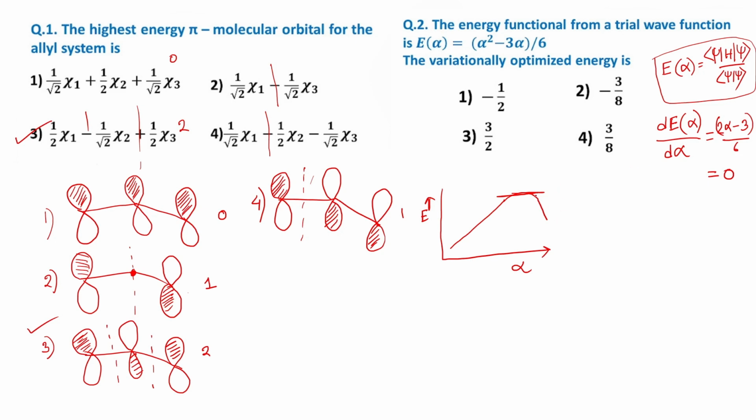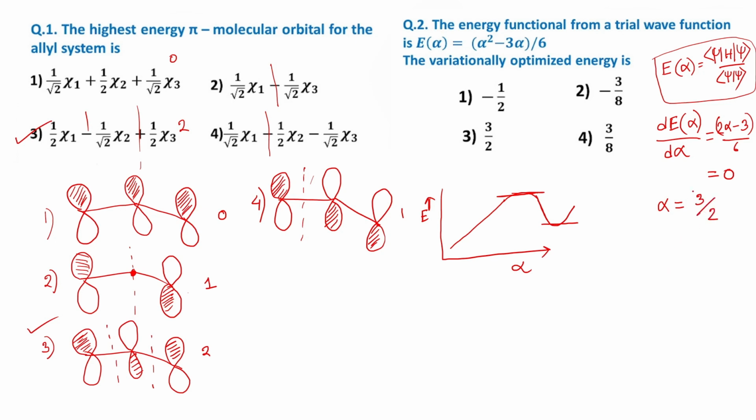Now you may have the question that when there is a minima also, dE by d alpha will be 0. Yes, so this is known as the inflection point. When dE by d alpha, the variational parameter, is 0, there is a change in the slope. Here it is a positive slope, here a negative slope. So whenever there is a change in the slope, your dE by d alpha is going to be 0. Now from here you will get your alpha value, which is I guess 3 by 2.